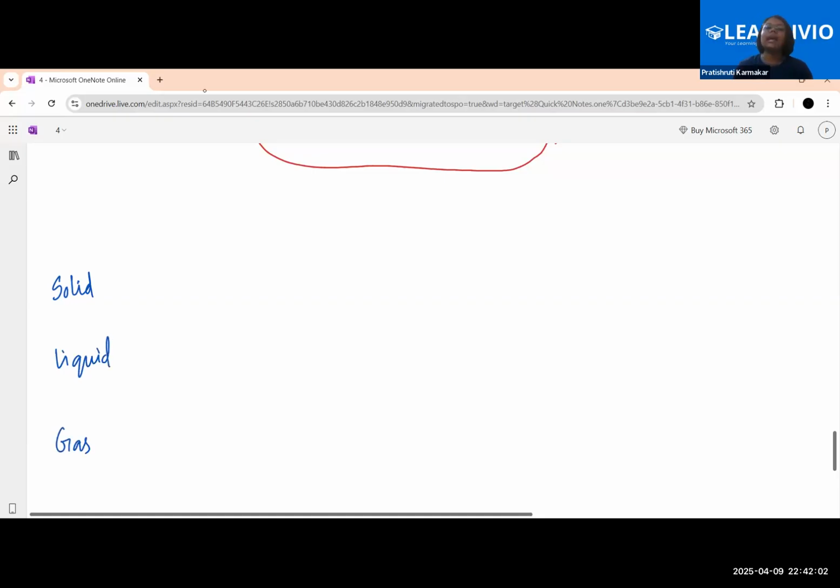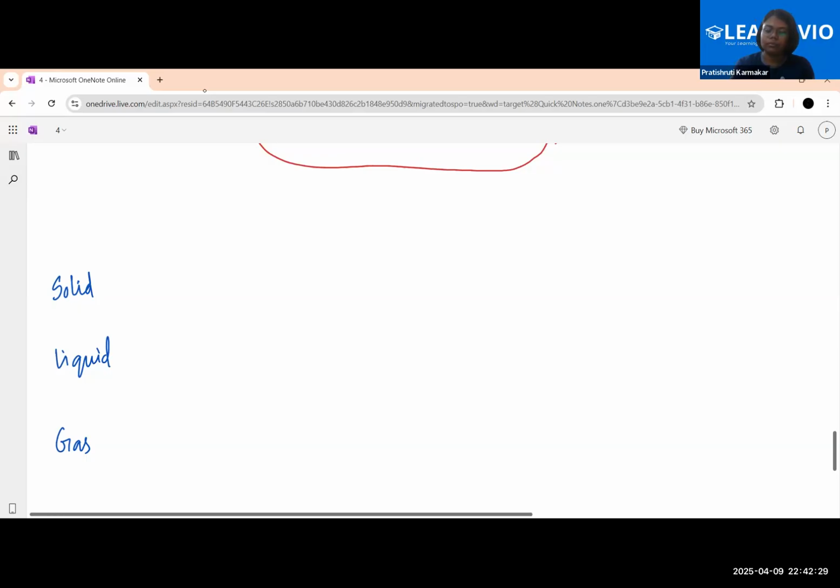Solid, liquid, and gas. These are the three states of matter, right? Yes, ma'am. Matter can have only these three states. It can have plasma, but that's not what we are going to consider. So now we are trying to differentiate solid, liquid, and gas. What is the difference between them?